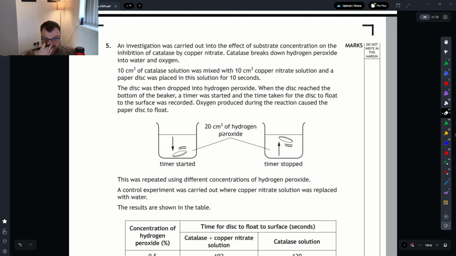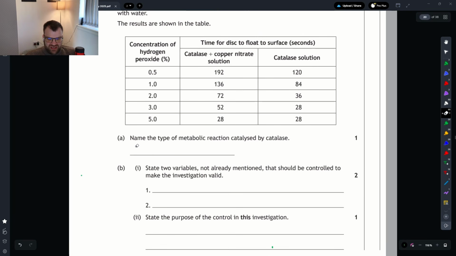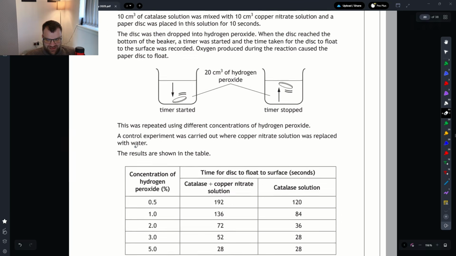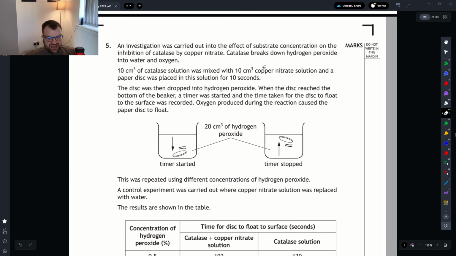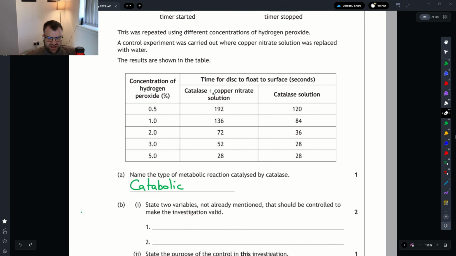Next question, we're asked about the effect of substrate concentration on the inhibition of catalase by an inhibitor, copper nitrate. First question, name a type of metabolic reaction. That would be either catabolic or anabolic. Catalase breaks down hydrogen peroxide, making it a catabolic reaction. So that just goes in there. Energy would be released in the process.